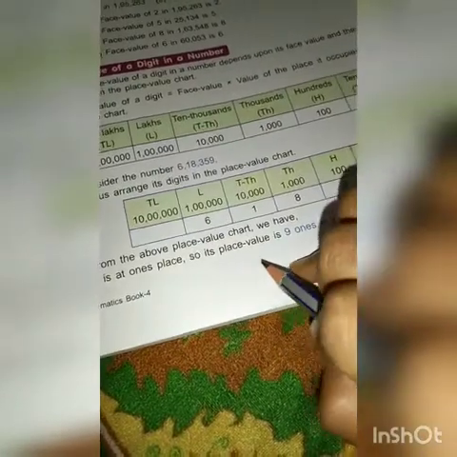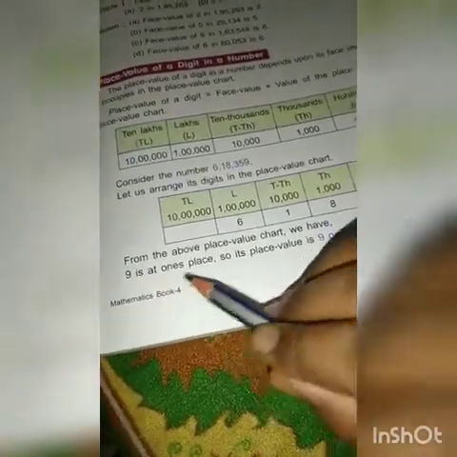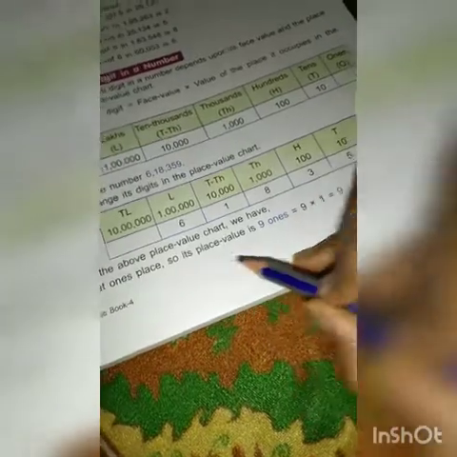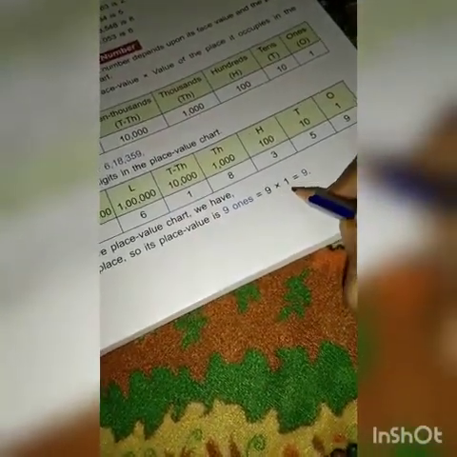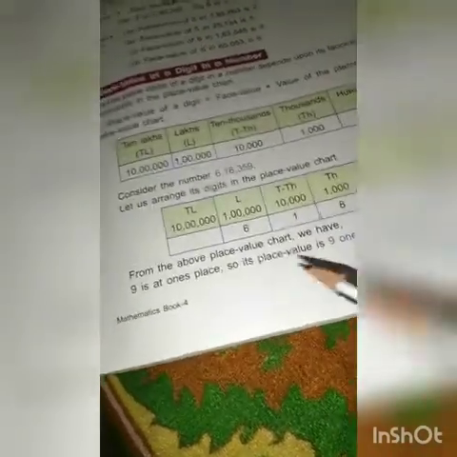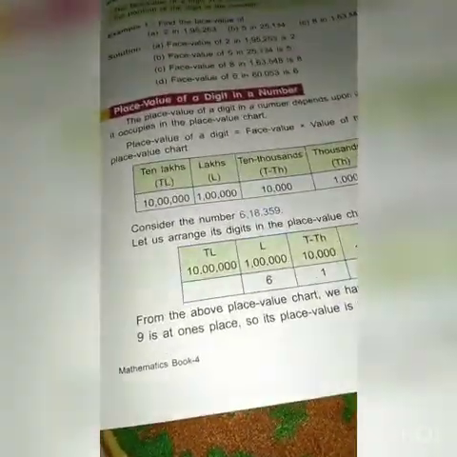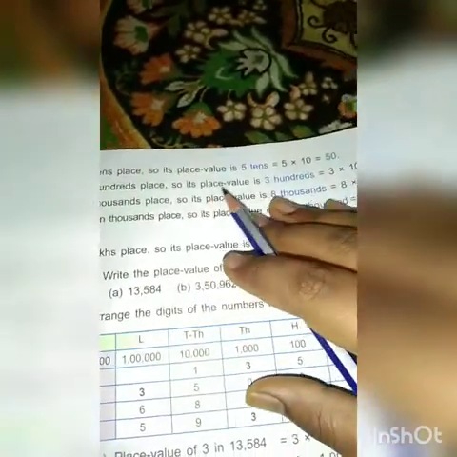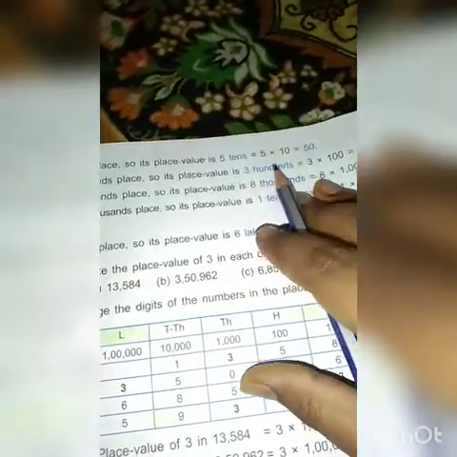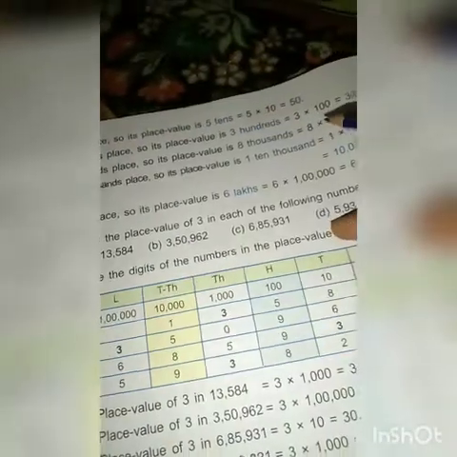From the above place value chart, we have 9 at ones place. So its place value is 9 ones, that is 9 multiplied by 1 is 9. This is how we take out the place value of a digit. Then 5 is at tens place. So its place value is 5 tens, that is 5 multiplied by 10 is equal to 50. 3 is at hundreds place. So its place value is 300, that is 3 multiplied by 100 is equal to 300.